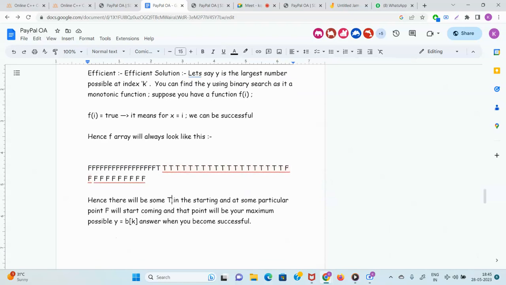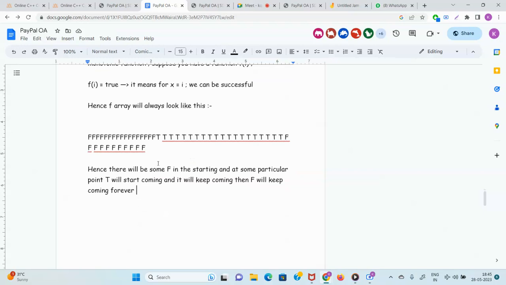See, in this case, there will be some F in the starting. And at some particular point, T will start coming. T will start coming. And it will keep coming. Then F will keep coming forever. Sorry, guys, this problem is the hardest problem, I think, of this month. Guys, this pattern, just imagine how hard it would be to solve this in an OA. My student did not solve this, but still he got the interview call. So no worries. Okay, this is very hard.